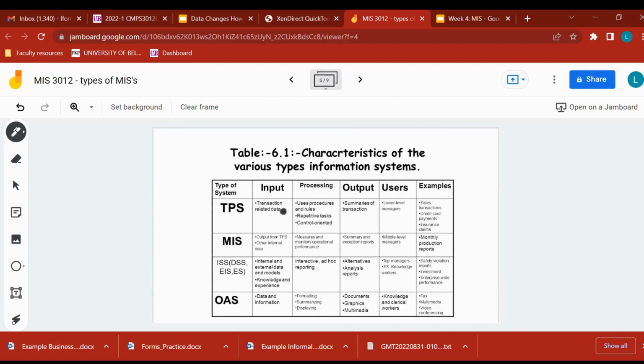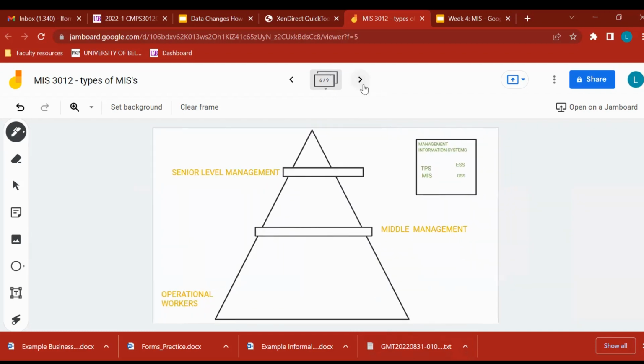So I just have some characteristics here. The TPS is usually used by lower level managers. The MIS is usually used by middle management, as well as the DSS. And there's one that we won't necessarily be discussing much, but you should know about, the OAS. And so these are looking at the enterprise applications. We'll be speaking about knowledge management systems, and those will be coming up in a little while.